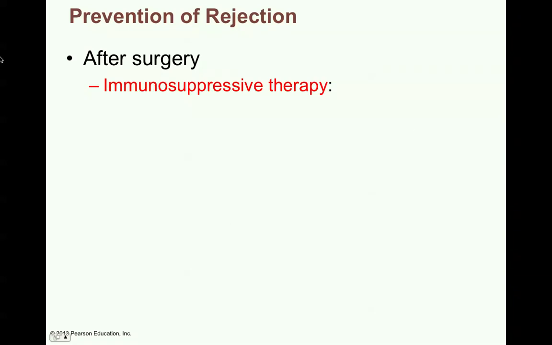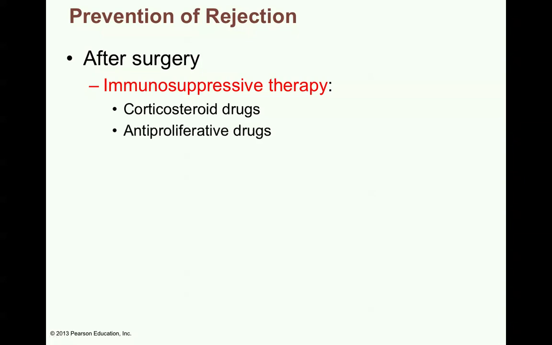After surgery, they do everything they can to prevent rejection. That means that the individual has to be on immunosuppressive therapy. Often these drugs can have a lot of bad side effects. The most common being corticosteroid drugs. These are steroidal anti-inflammatory drugs that suppress the immune system so that that person will not reject the graft.